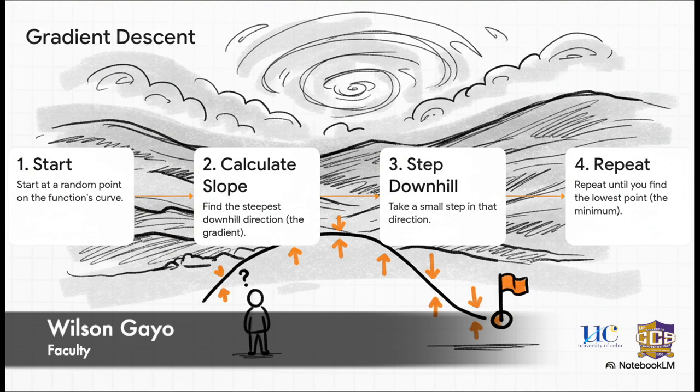Imagine you're standing on the side of a huge, foggy mountain, and your goal is to get to the very bottom of the valley. You can't see the bottom, but you can feel the slope under your feet. So what do you do? You take a small step in the steepest downhill direction you can find. Then you stop, feel the slope again, and take another step, and another, and another. That's exactly what gradient descent does.